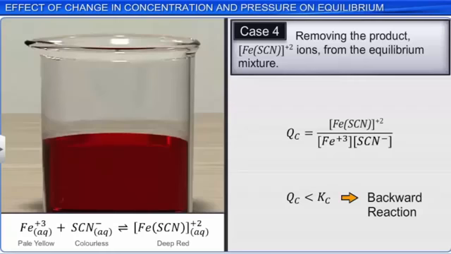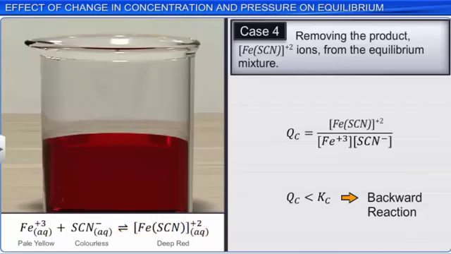From the experiment, we can summarize that the addition of reactants or the removal of products favors the forward reaction, while the removal of reactants or the addition of products favors the backward reaction.